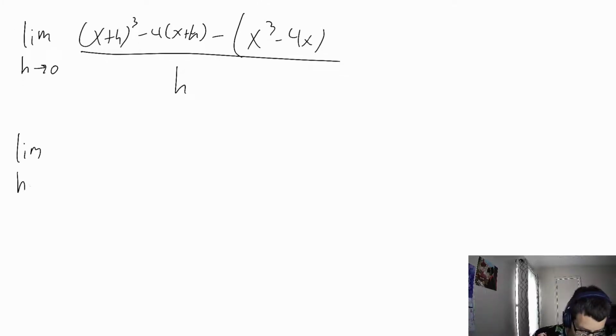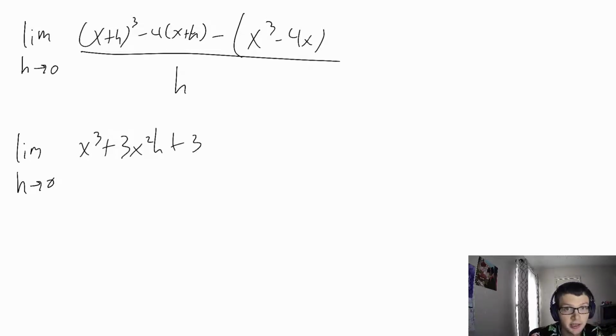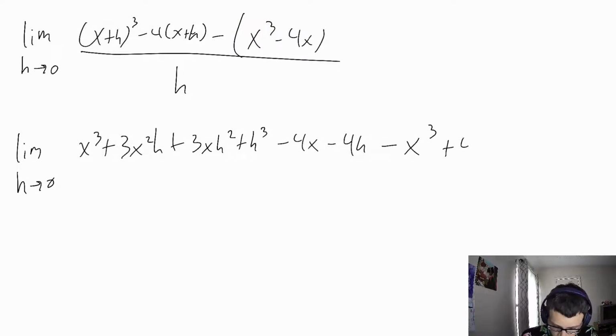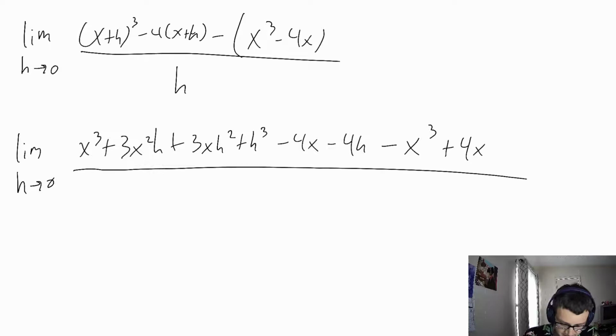Expanding things on top. This term here is going to become x cubed plus 3x squared h plus 3xh squared plus h cubed. We can distribute this minus 4 here and here to get minus 4x minus 4h. And then we distribute this negative in here to get minus x cubed plus 4x. And this is all over h.